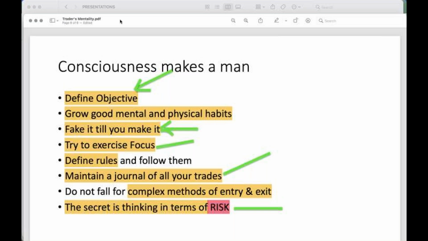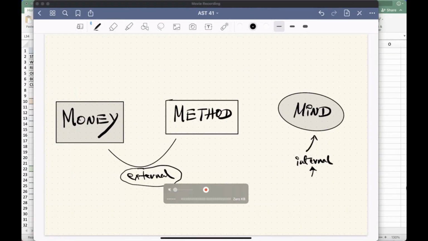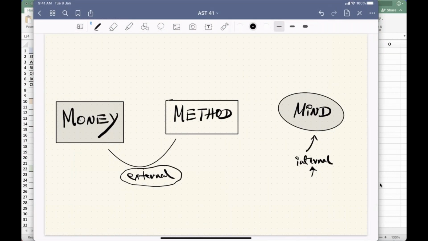There's so much we can talk about, traders' mentality, psychology. There are books written by John J. Murphy. You can read books written by Dr. Van Tharp on trading psychology. There's a book written by John J. Murphy, Trading Psychology. I think the name of the book is Trading Psychology. You can take a look at that.